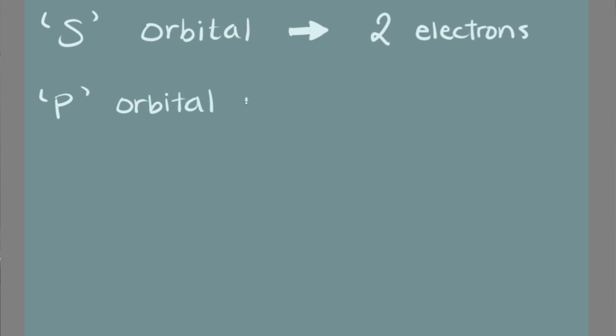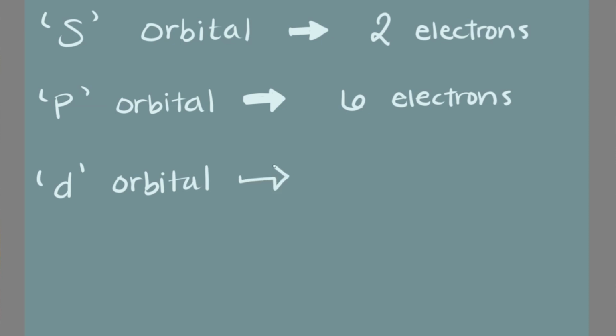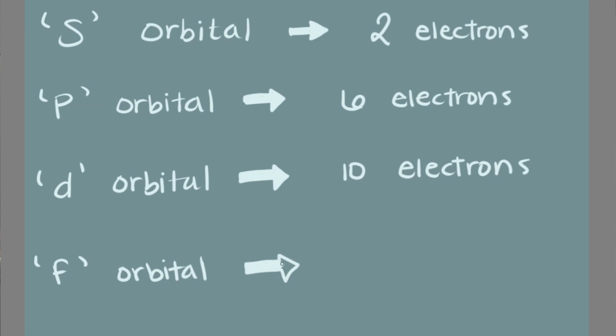The first type of orbital we can have is known as the s orbital. This orbital can hold only 2 electrons. The next type of orbital is called the p orbital, which can hold up to 6 electrons. The third type is the d orbital, which can hold up to 10 electrons. And lastly, the f orbital, which can hold up to 14 electrons.